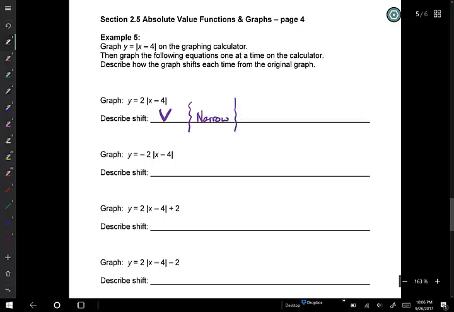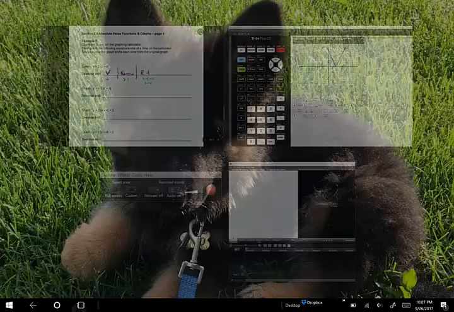And third, it has a right shift of 4 units. Now, why is it narrow? It's the shape of a V because it is a positive. It's narrow because the number in front of the absolute value is greater than 1. And it's shifted to the right 4 because if x minus 4 were set equal to 0, then x is equal to 4. All right, now let's look at our next one.